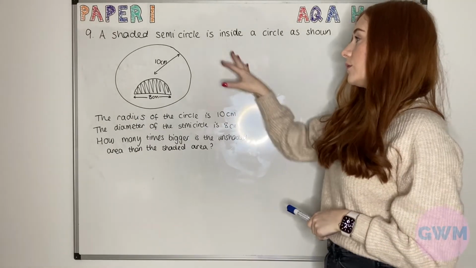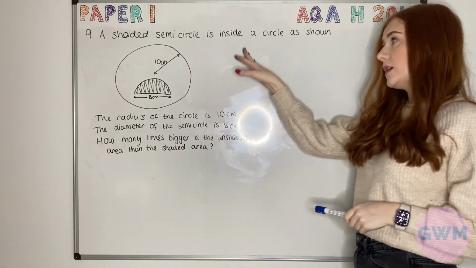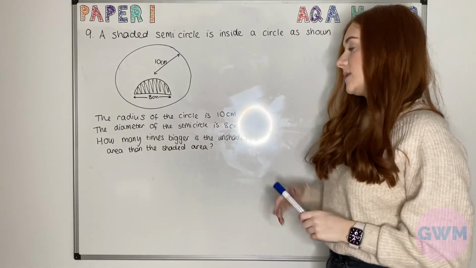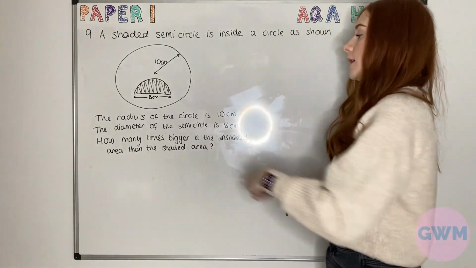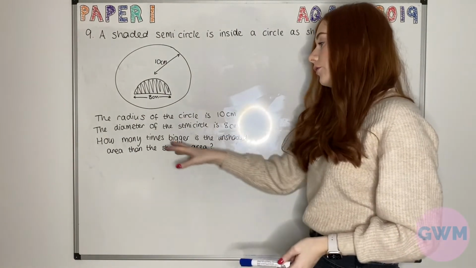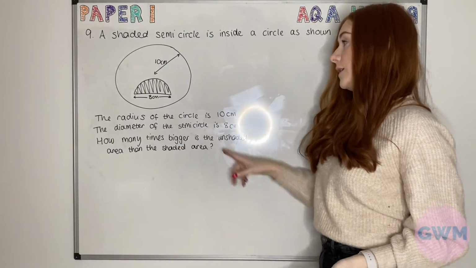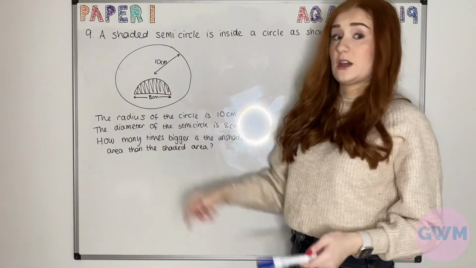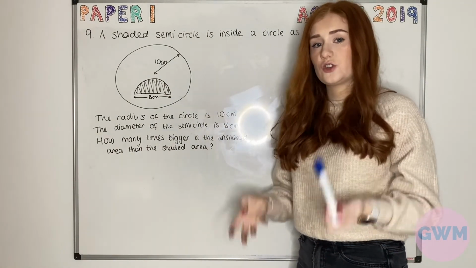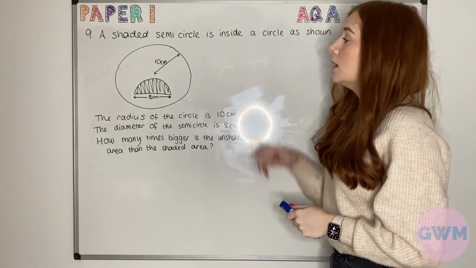Question 9 now gives us a drawing and it's a shaded semicircle inside a circle. The radius of the circle is 10, so that's been drawn on for us. And the diameter of the semicircle is 8, again, that's been drawn on for us. And it wants to know how many times bigger is the unshaded area than the shaded area. So this is 4 marks, you'll see there's a lot of lines on the paper, so it wants to show you workings. Okay, how do we start?